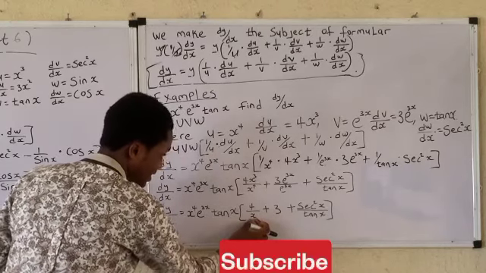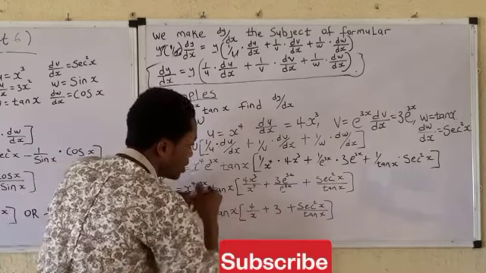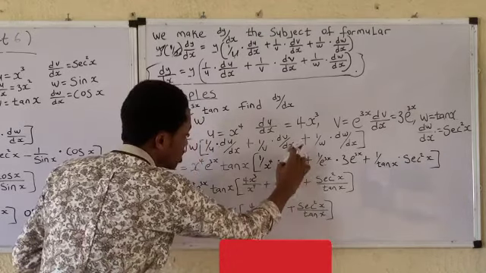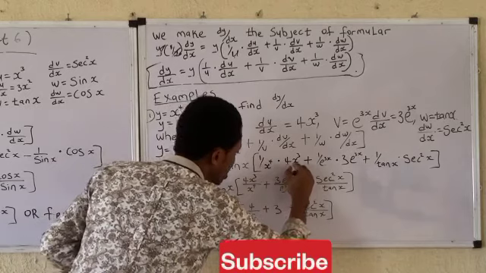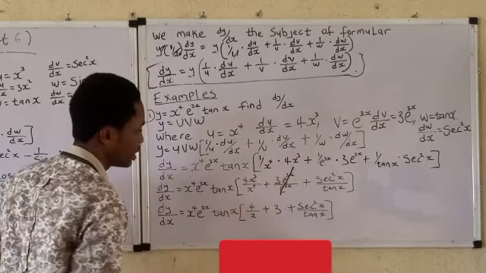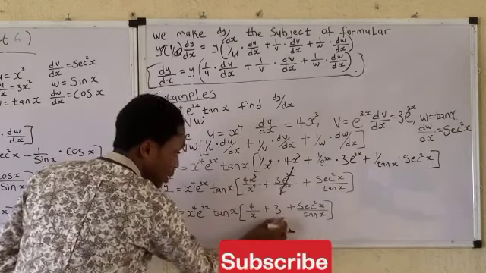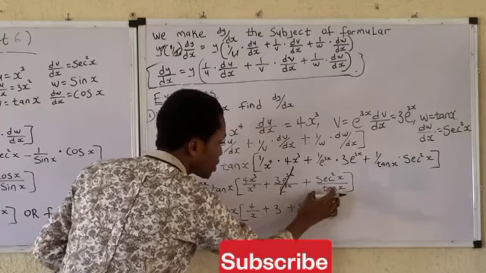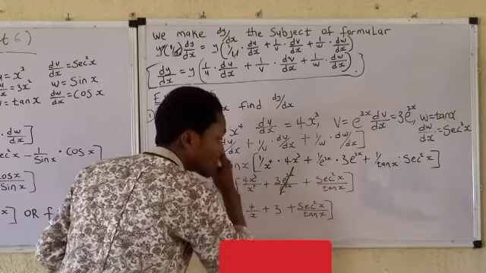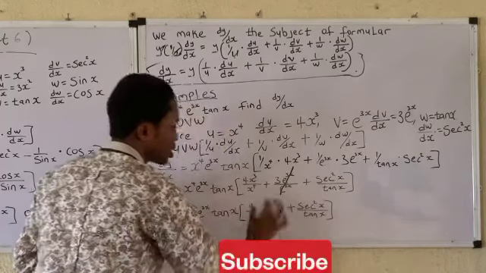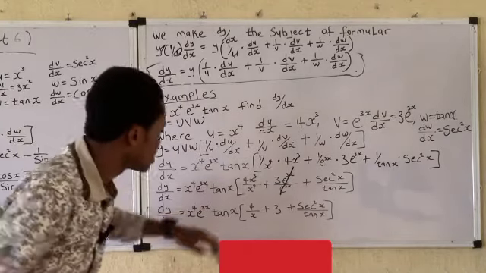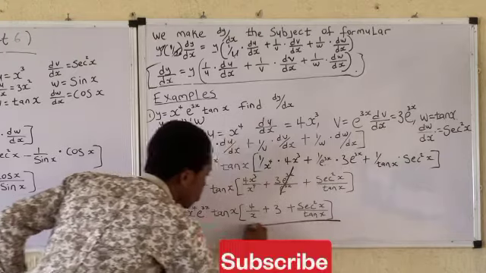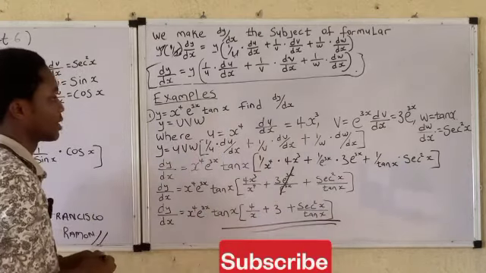You see, very easy. Plus now 3 exponential to the power of 3x all over exponential to the power of 3x. This one will cross out each other, leaving behind 3. That's how we got our 3 here. Plus sec square x all over tan x still remains the same. This is our final answer for this question.